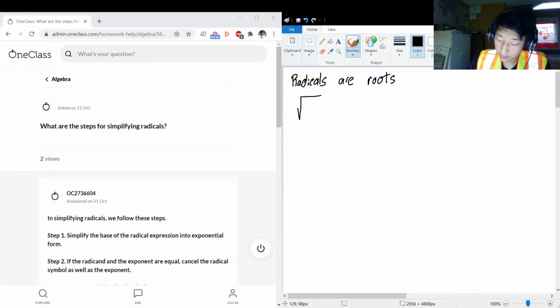Some of them look like this. We got something, maybe x. That's a square root. And maybe we have something like this. So it could be like that. That's a cube root.